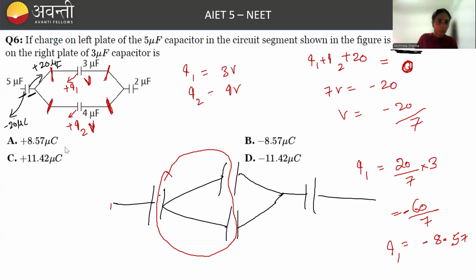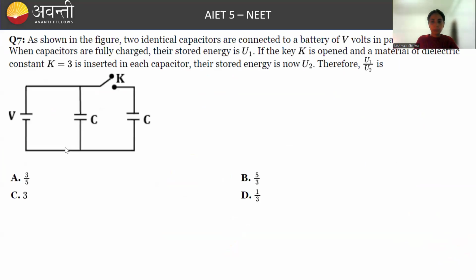And Q1, I said, plus Q1 is the charge on the left plate of the 3 microfarad capacitor. We are asked the charge on the right plate. So if plus Q1 is coming as negative, it means my assumption was wrong, the assumption that this plate has positive charge. This plate has a negative charge of minus 8.57 microcoulomb, so the right plate will have a positive charge of 8.57 microcoulomb. So the correct option is A.